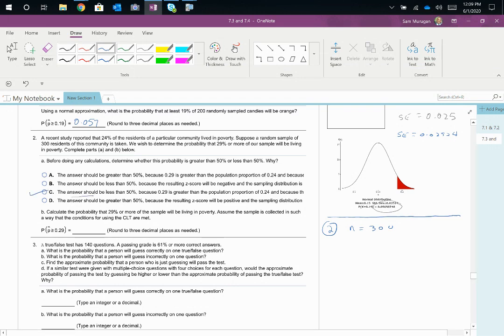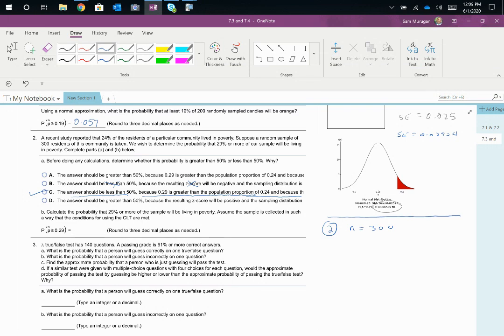This is common sense because 29% is greater than the population proportion of 24%, and the sampling distribution is approximately normal. That part is kind of cut out from there, but right there is your explanation. It should be less than 50%, and the reason has nothing to do with the z-score. It should be less than 50% because 29% is greater than the population proportion of 24%.